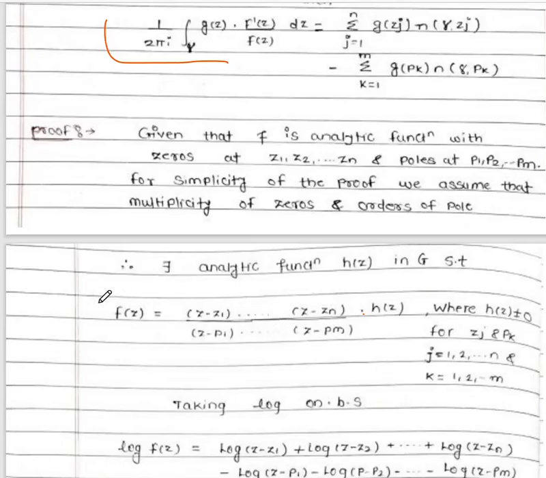Okay, so now we will take the log on both sides. So log of a by b into h of z is log of a by b plus log h of z. Then we will use the formula log of a by b equals log a minus log b.